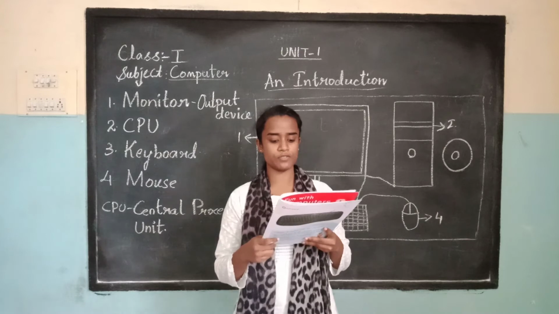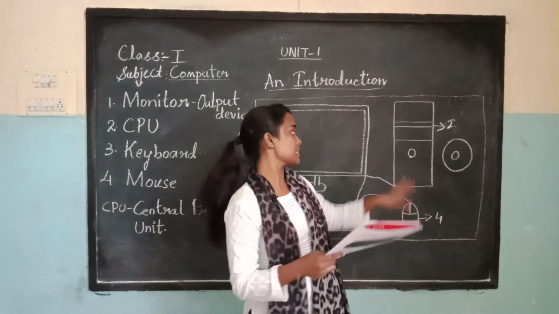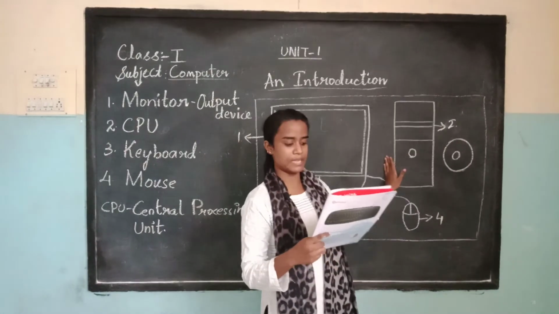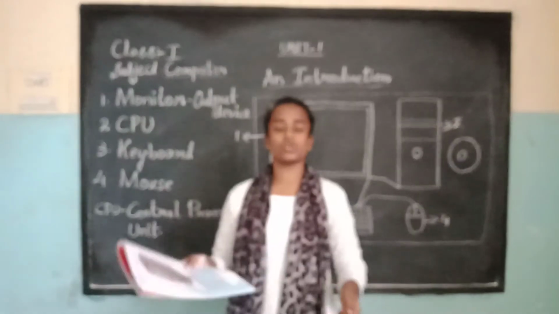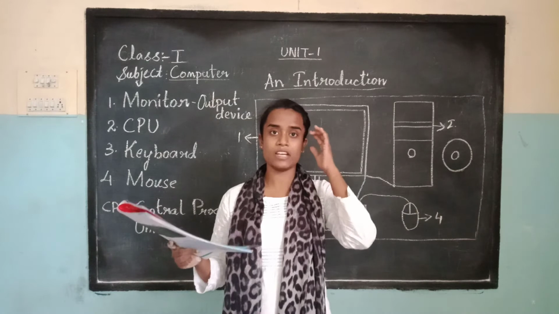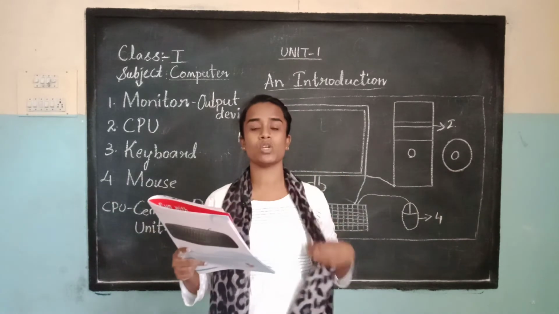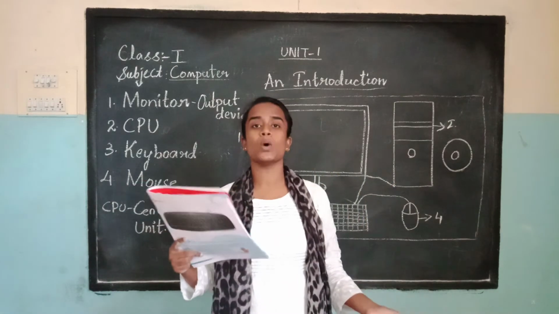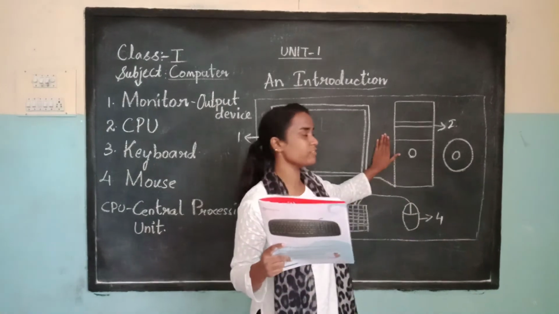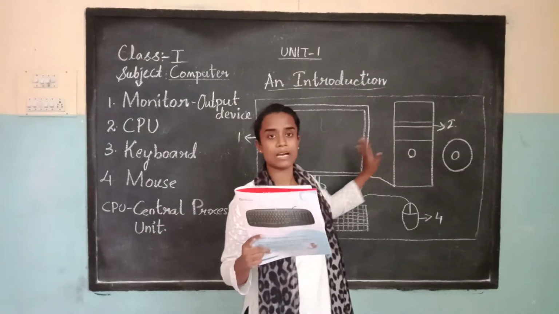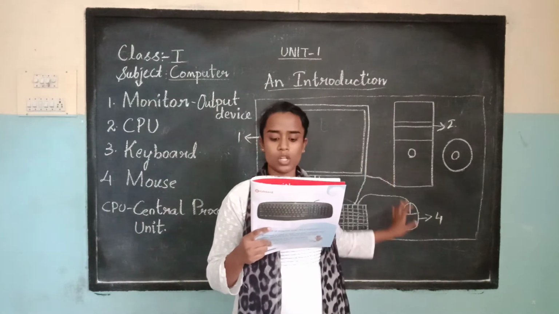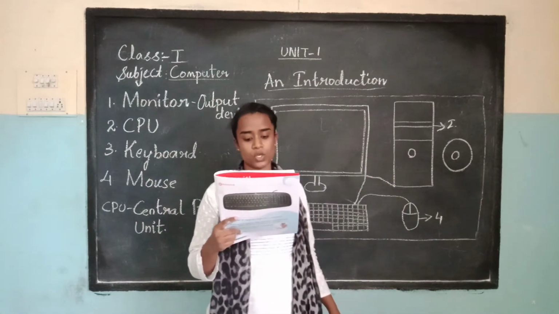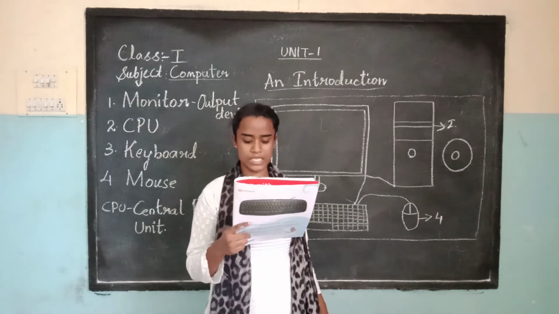This part of the computer looks like a box. See here, this is the CPU. It is the brain of the computer. You have your brain, right? With the help of the brain only you can see and you can do anything. So with the help of the CPU only, the computer runs. CPU controls all the work of a computer. CPU is a processor or processing device.